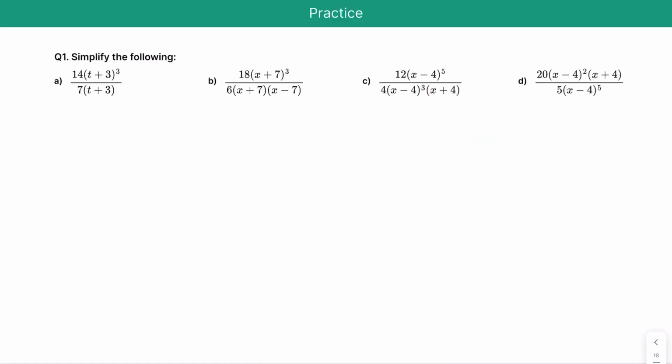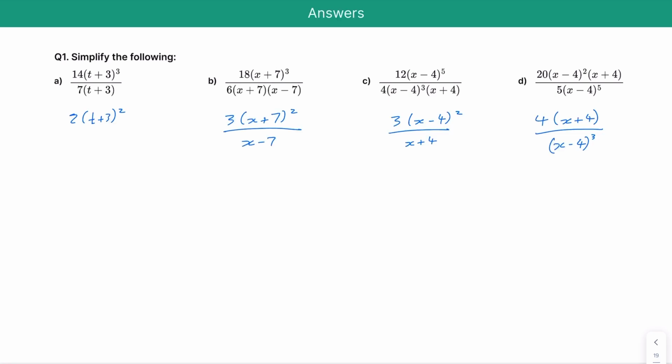So again, here are some practice questions for you to have a go at. Here are the answers. Mark your work.